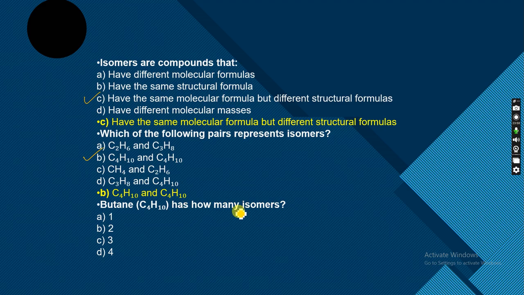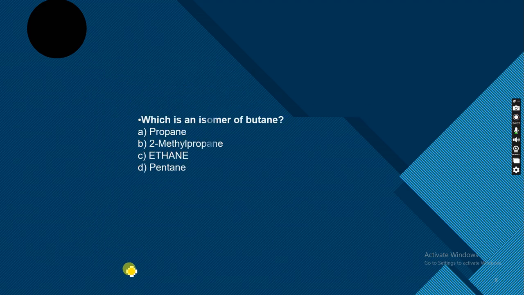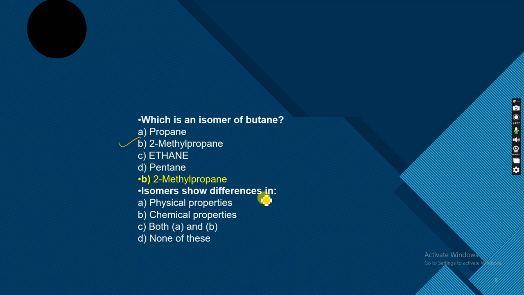Butane has how many isomers? We have already done this. So butane has 2 isomers. Which is an isomer of butane? So out of these, which one is an isomer? You know the structure of the isomers of butane. This will be the one where the methyl group is there, so 2-methylpropane. Isomers show differences in physical properties, chemical properties, both A and B, or none of these? Isomers always show differences in physical properties, not in chemical properties.